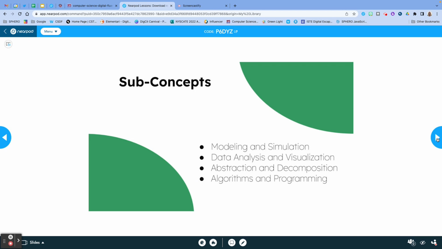So remember that the concept area of computational thinking is broken down into 4 sub-concept areas: modeling and simulation, data analysis and visualization, abstraction and decomposition, algorithms, and programming. On your page, you might notice that there is a book icon. You're welcome to click on it at any time to have anything on the screen read to you or converted into over 60 different languages. So use this as a way to make this more accessible to you.